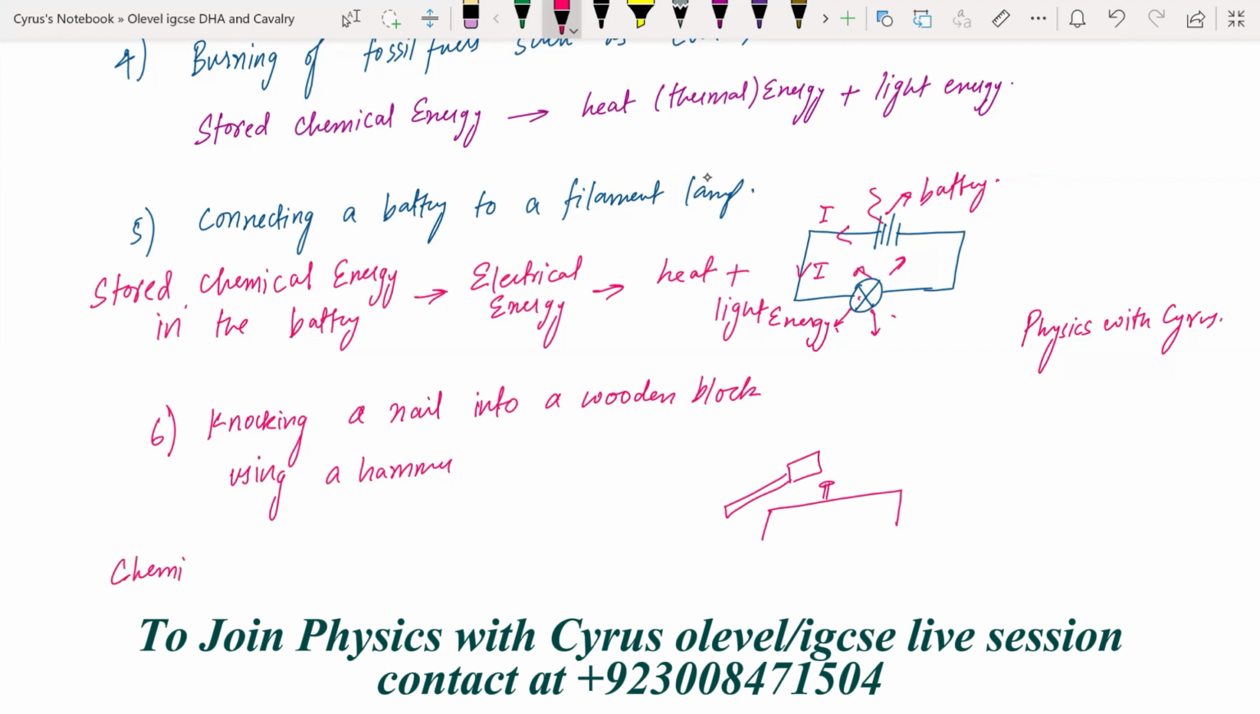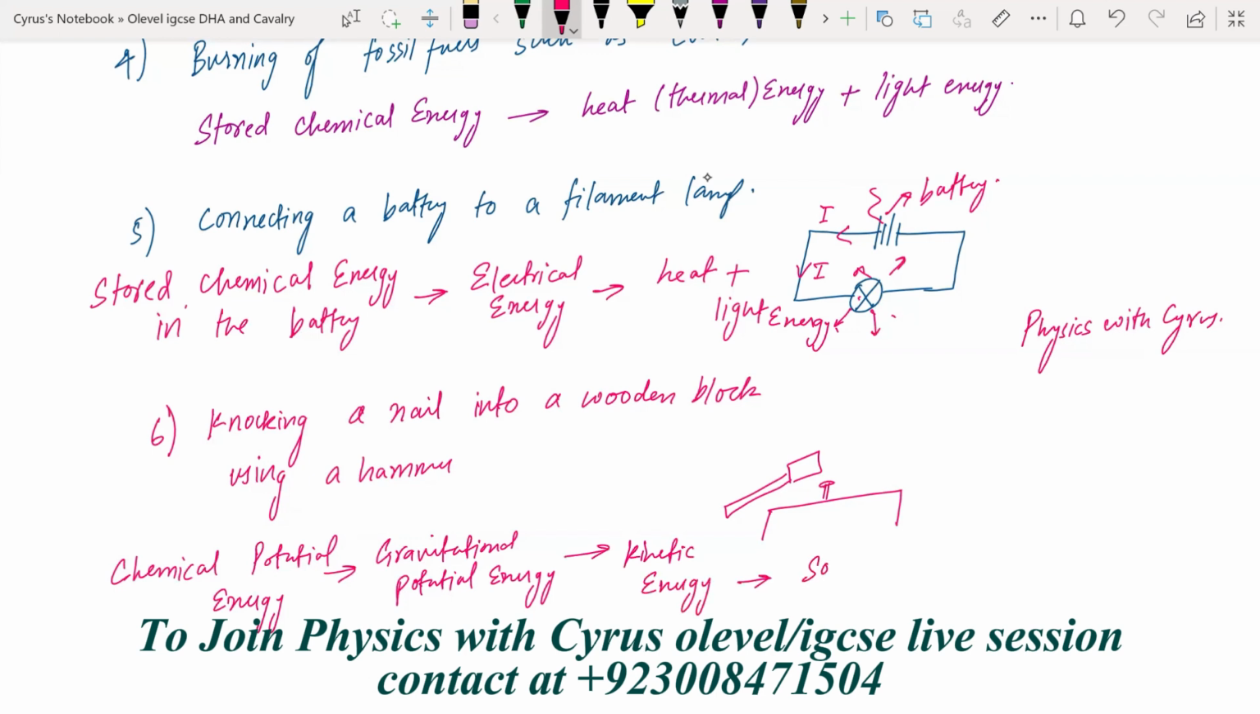सो केमिकल potential energy is converted into gravitational potential energy, is converted into kinetic energy, is converted into sound energy in the air, plus heat energy in the nail, block, and hammer.